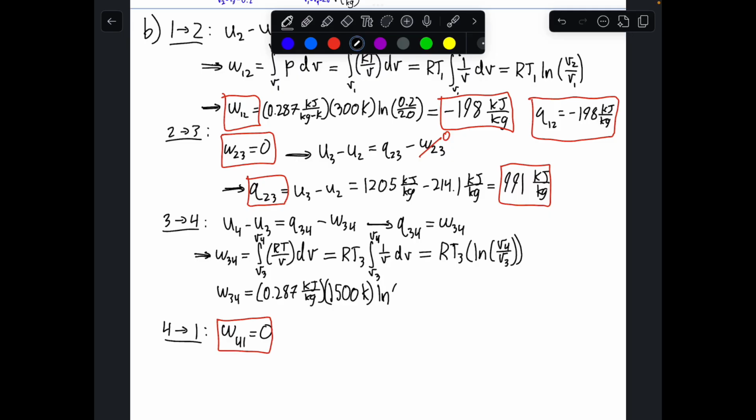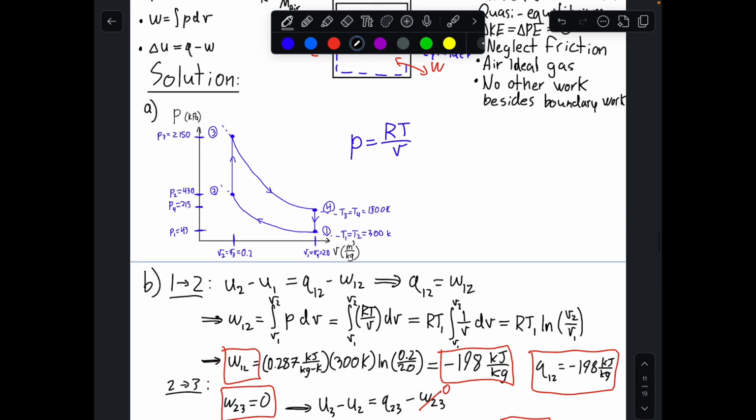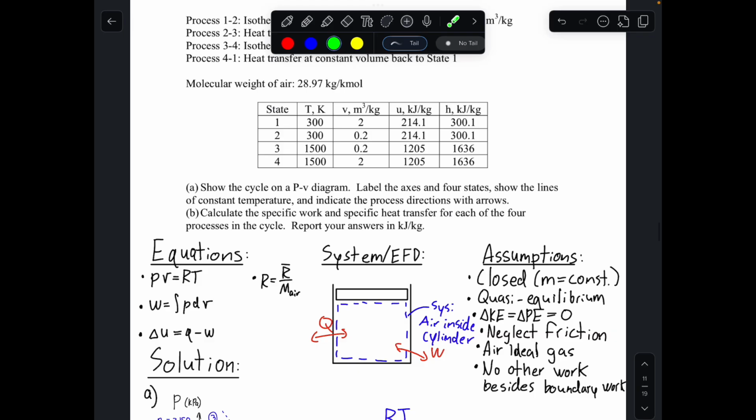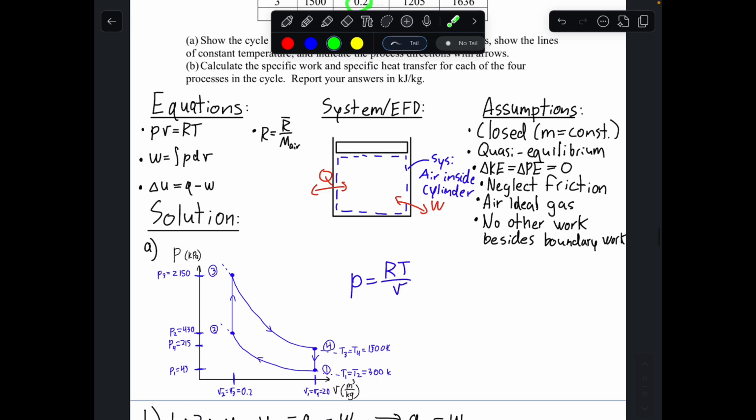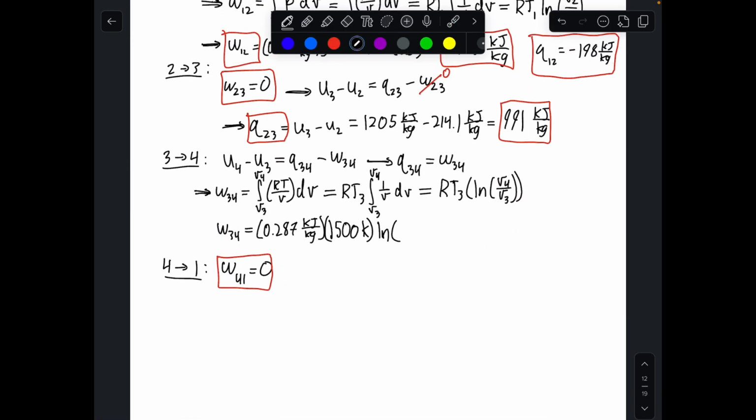And then times natural log of, now at V4, we have 2 meters cubed per kilogram divided by 0.2 meters cubed per kilogram. And if you plug this all into your calculator, this should be equal to positive 991 kilojoules per kilogram.